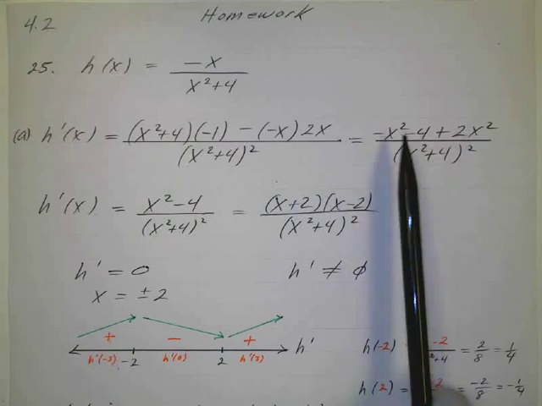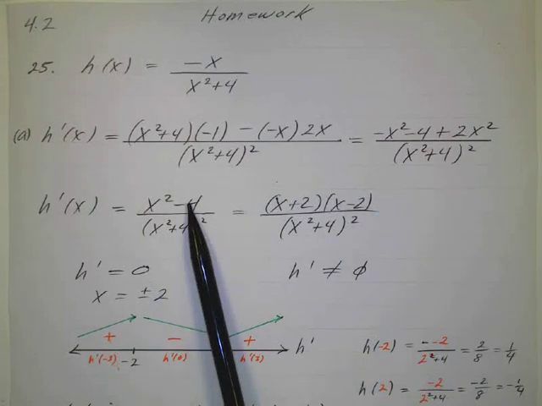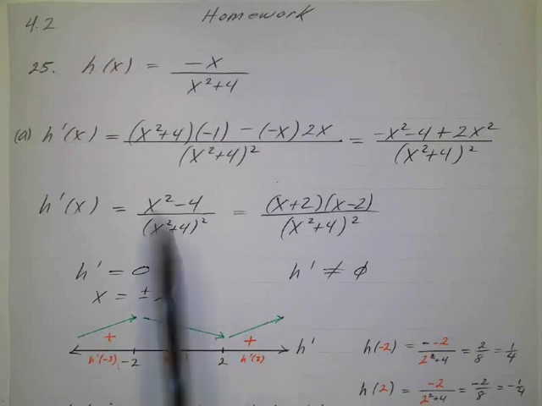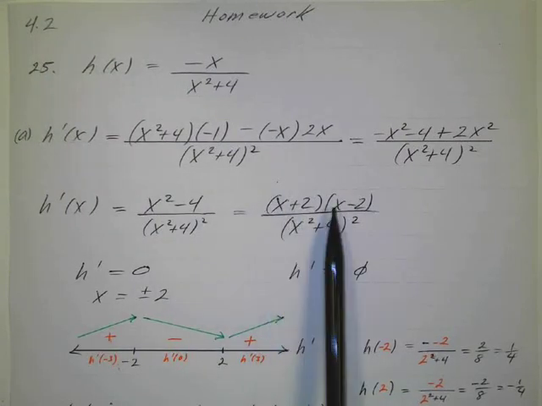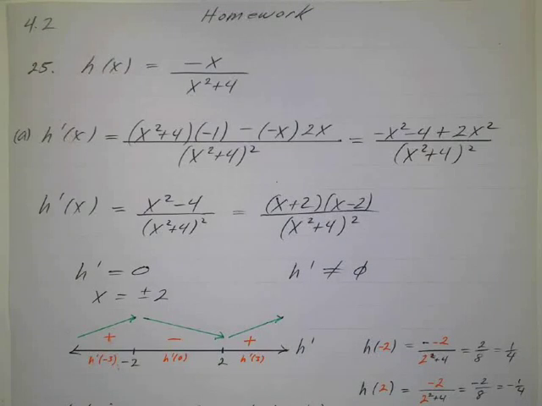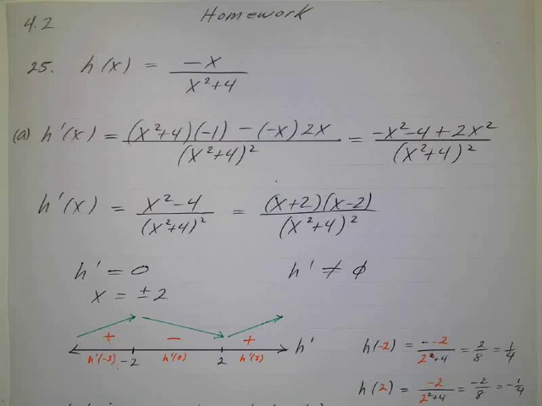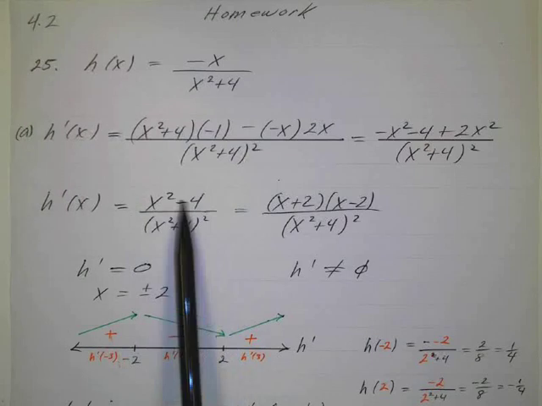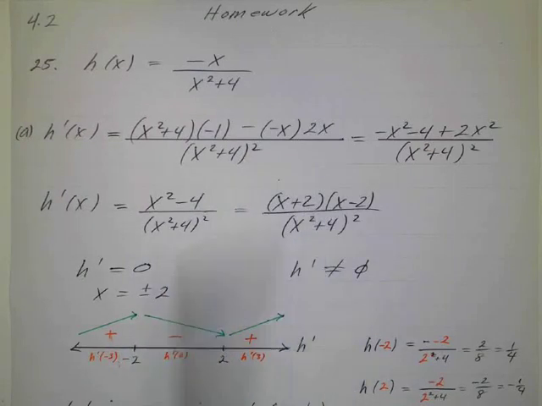2x squared minus x squared is just 1x squared minus 4, all over the denominator there, and we can factor that: x plus 2 times x minus 2, all over the denominator x squared plus 4 squared. And again, we're going to check for critical numbers. So where is the derivative equal to 0 and where is it undefined? Well, it's going to be equal to 0 when the top is 0. So that's going to be when x is either equal to positive 2 or negative 2.